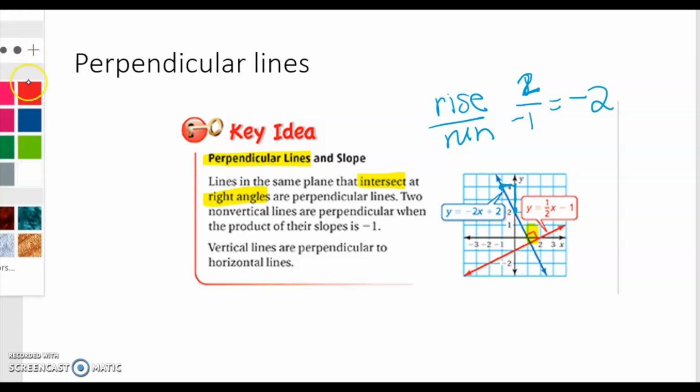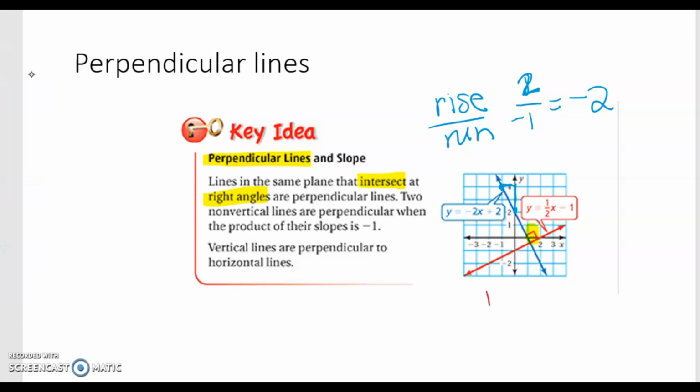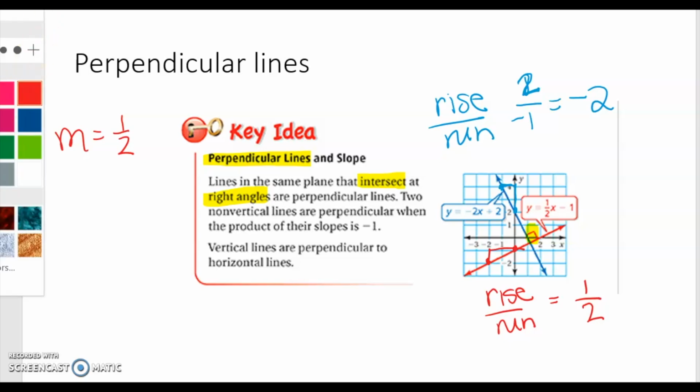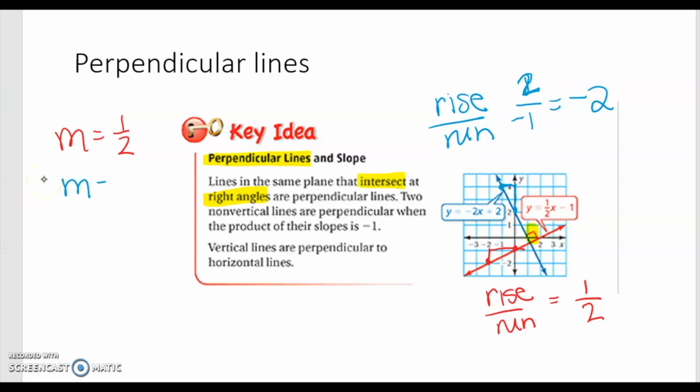Okay, I'm going to find the slope of my red line. And again, I'm going to do rise over run because I'm looking at a graph. And I'm going to go from here to here. So my rise is 1. My run is 1, 2. So this one has a slope of 1/2. So my red line slope is 1/2. My blue line slope is -2.